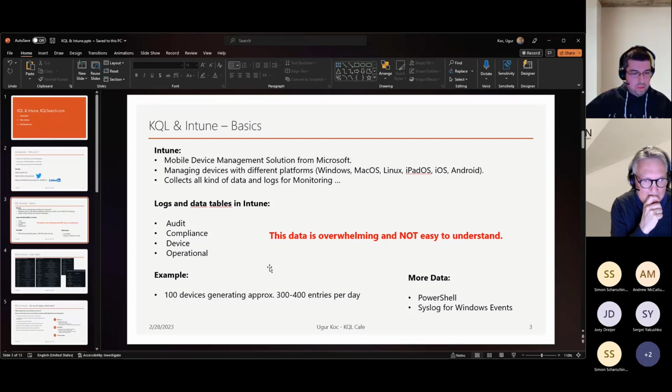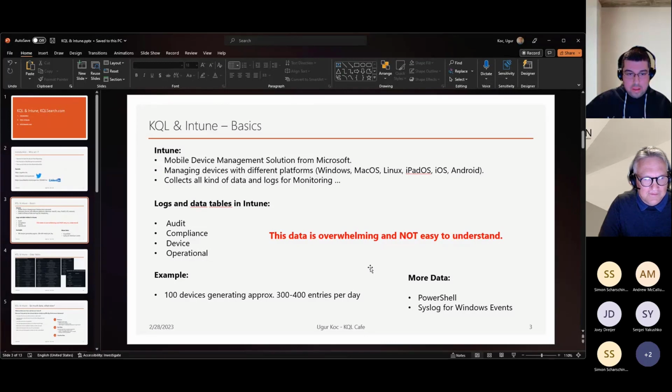Just to give an example, on the bottom left side, imagine you have 100 devices in your infrastructure. That would be a minimum of approximately 300 to 400 entries per day, just because the devices are sending data frequently per day to Intune, just to give the status back. Hey, I have this application installed. The device operating system is at this state. It's updated, and so on and so forth. It's so much data. It's getting crazy.